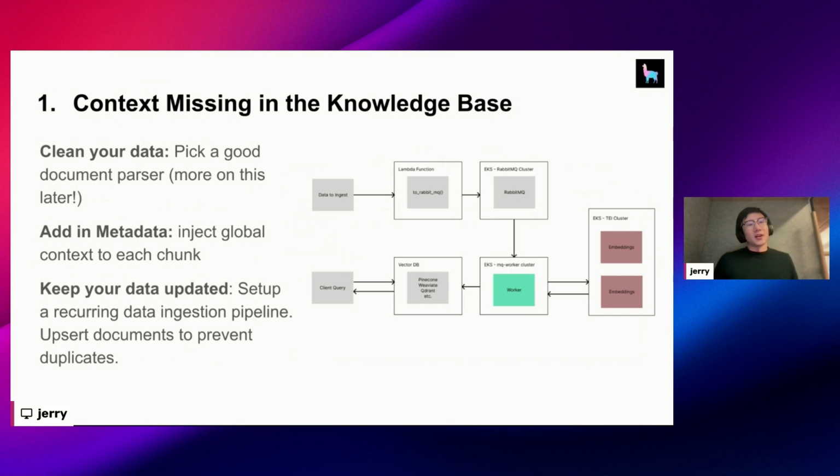Another common issue is that when you build a prototype RAG, you typically build it over a static data source. But in production, data sources typically update, and sometimes they update pretty frequently. And so sometimes you want to set up a recurring data ingestion pipeline so that you can properly process new updates over time.